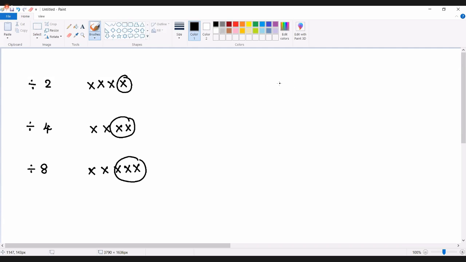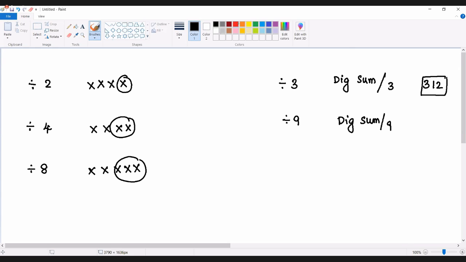Similarly, divisibility of 3 and divisibility of 9 are similar. Divisibility of 3 says that the digital sum must be divisible by 3, and divisibility of 9 says that the digital sum must be divisible by 9. For example, I have the number 312. Is it divisible by 3 or not? I can just take the sum of the digits. 3 plus 1 plus 2 gives 6. 6 is divisible by 3, so we can say the entire number is divisible.